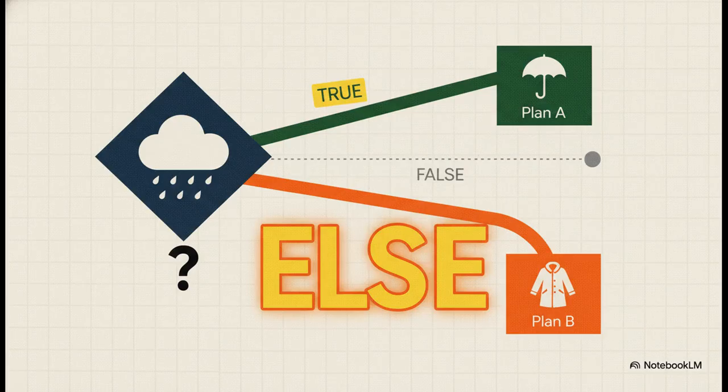So how do we make that second path happen? It's with one single, really powerful word, else. By adding an else clause to our if statement, we give the program a plan B, a whole separate set of instructions for when the condition turns out to be false.